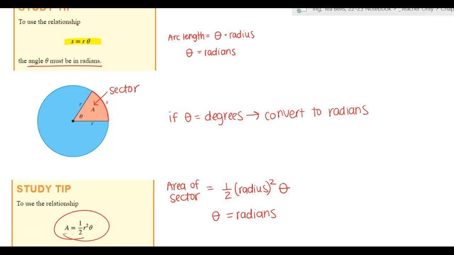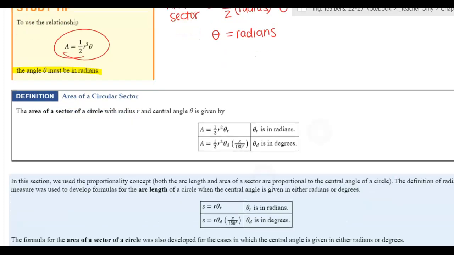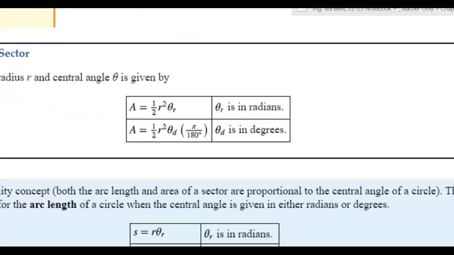And then that way you can plug it into your equation. But if you don't convert it to radians, then it's not going to give you the correct answer. Okay, so this nice box down here gives it to you both ways. It's probably easier just to convert it to radians and plug it in. The pi over 180 here is just basically converting it to radians for you, but I would recommend converting it to radians and then plugging it into the equation.